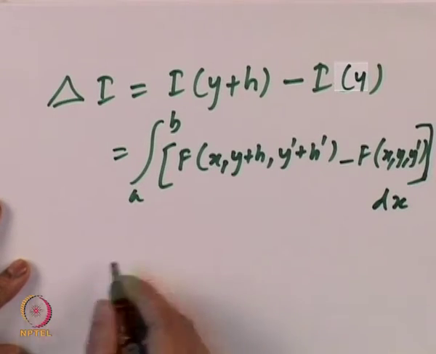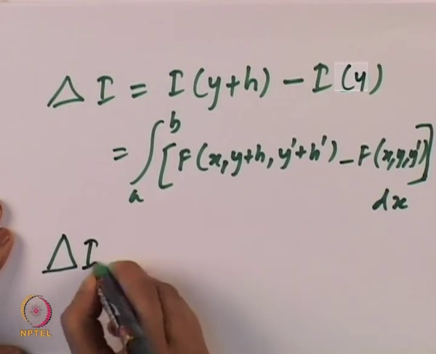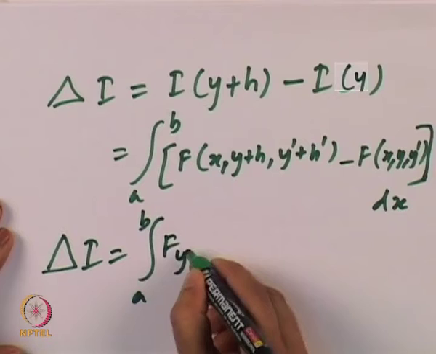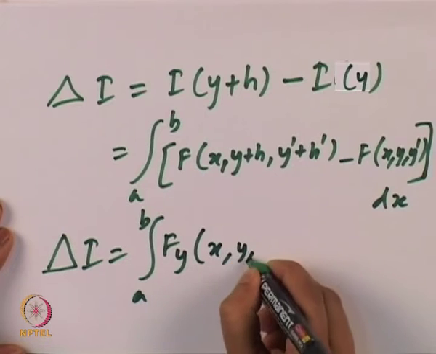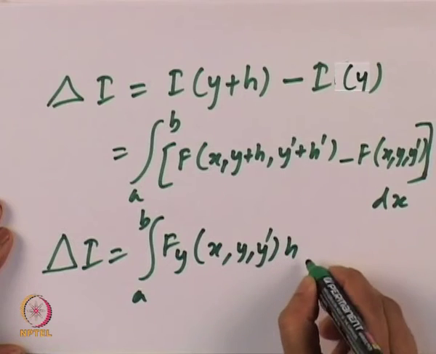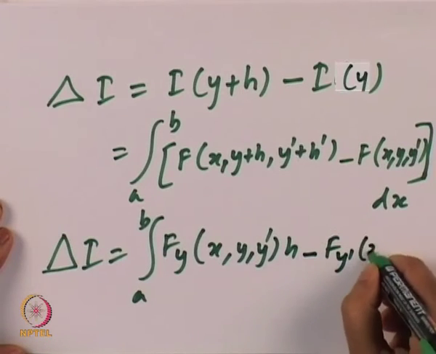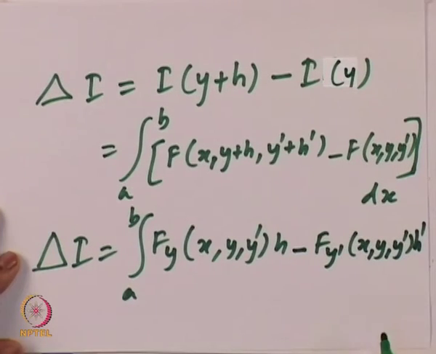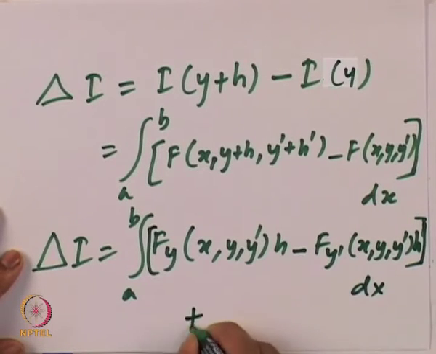So we can apply the Taylor series for this. When we apply the Taylor series, what we get is integral a to b, f of y, the differentiation with respect to y, comma x comma y dash times h, which is the variation in y, plus the differentiation with respect to y dash, comma x comma y dash times h dash, the entire thing into dx plus some higher order terms.